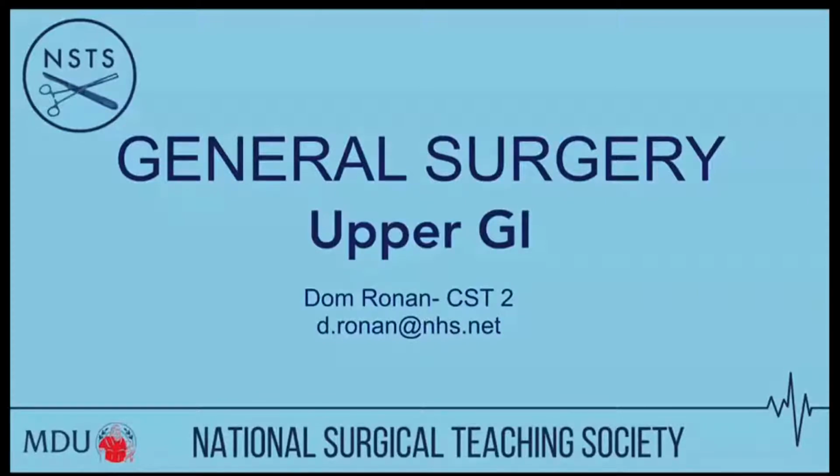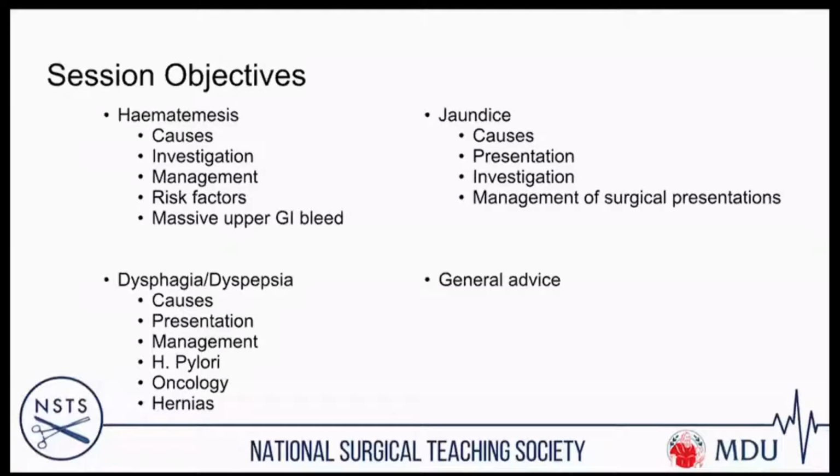So a quick, brief overview about what the plan is. We're going to go through three main areas of upper GI surgery. The first being haematemesis, what can cause it, investigating, management, different aspects of haematemesis, what to do in a massive scary upper GI bleed. Move on to a bit of swallowing problems and acid reflux problems, dyspepsia. Again, causes, presentation, management, a little bit about the background, and a little bit about surgical problems and how we can stop them with surgery.